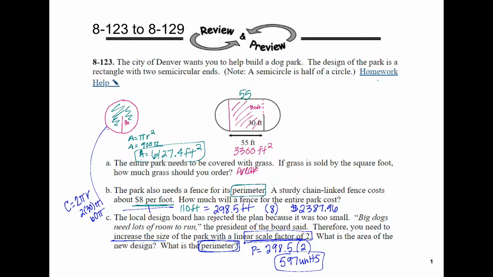Our area, however, is talking about two dimensions, so we need to take into consideration both dimensions that we are talking about. So we would take that linear scale factor and square it, so we would get 4. Then we would take the area of what we found above, 6,127.4 feet squared, multiply that by 4, and we would get 24,509.6 feet squared for our new area.